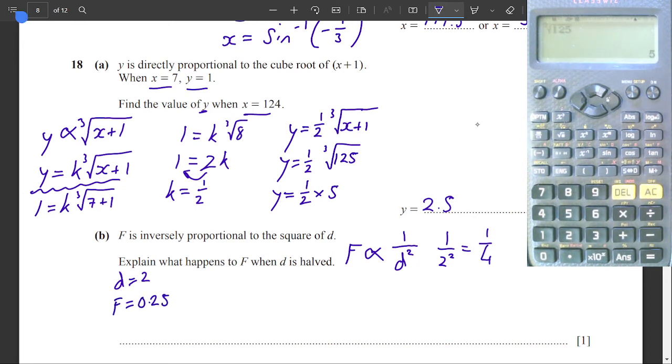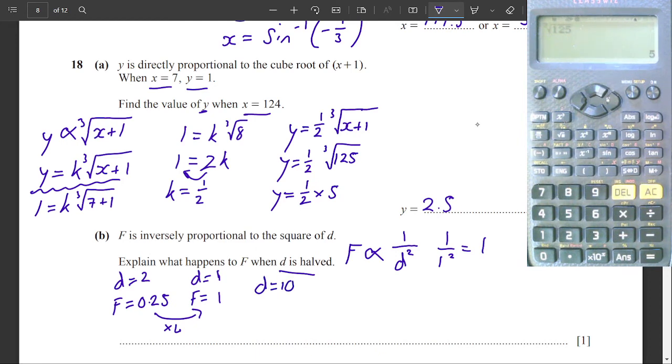Now if we halve d, that means d equals 1. 1 squared is 1. So 1 over 1 equals 1. F is 1. So it looks like from 0.25 to 1. How do we get there? We multiply by 4. Let's see if this is true every time. Let's pick another value for d. Let's make it this time 10.